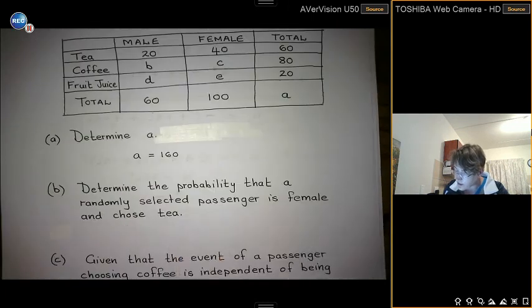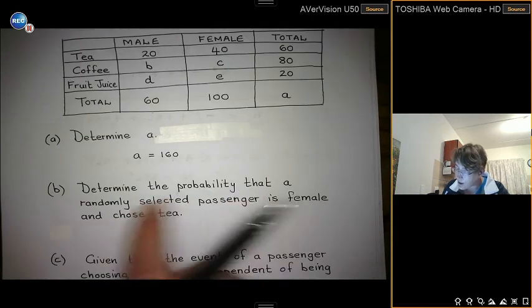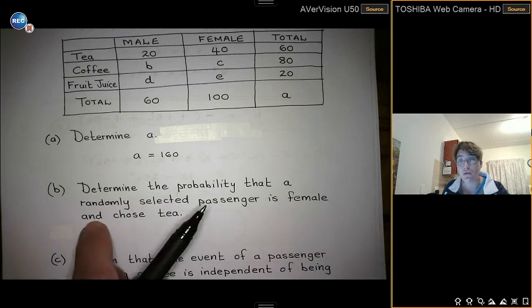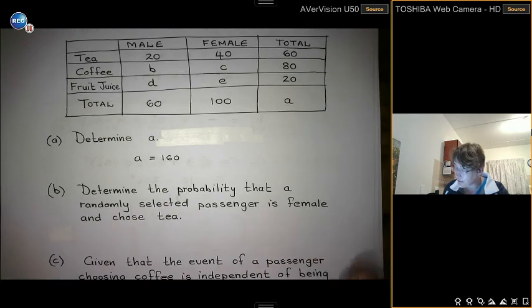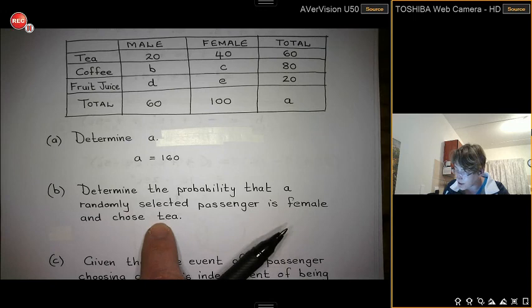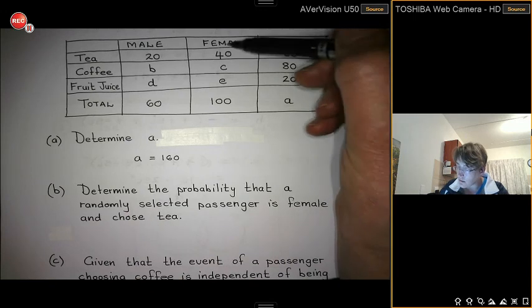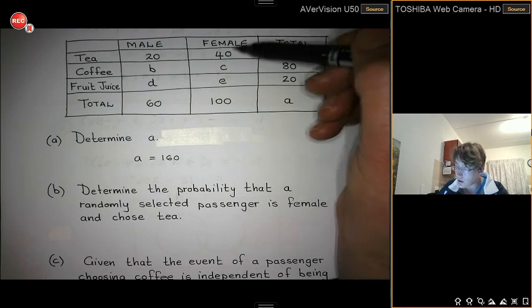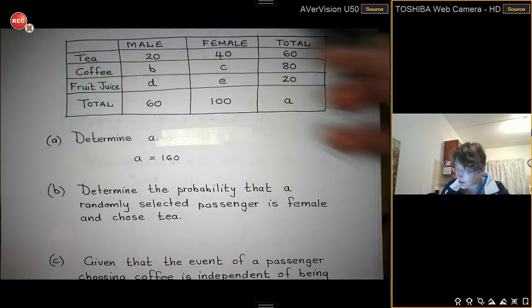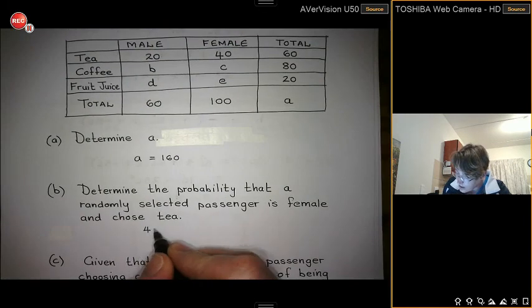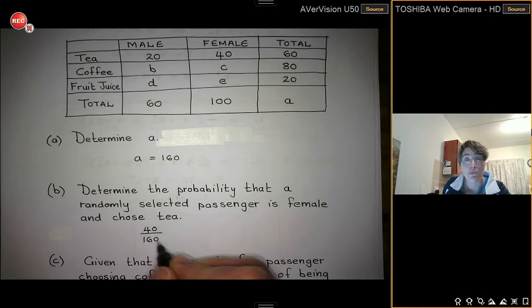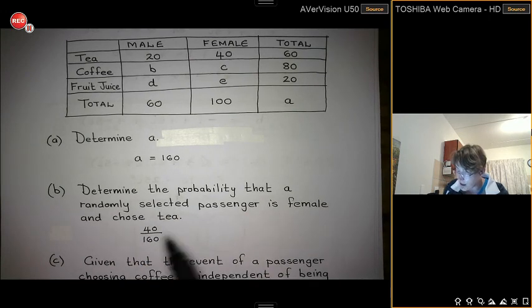Now the next one says, determine the probability that a randomly selected passenger is female and chose T. So we need a female passenger who chose T, which is right over there. Those 40 passengers out of the 160 were female and they chose T. So I can say that's 40 out of 160. I'm not going to simplify that. I'm actually going to leave it in that format.